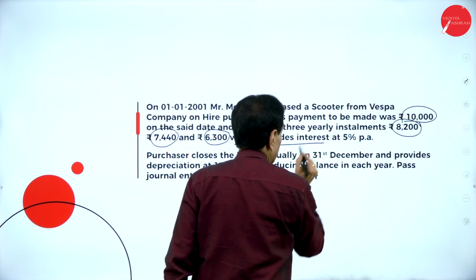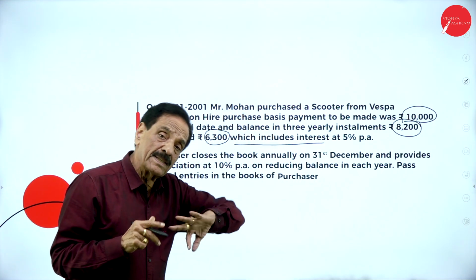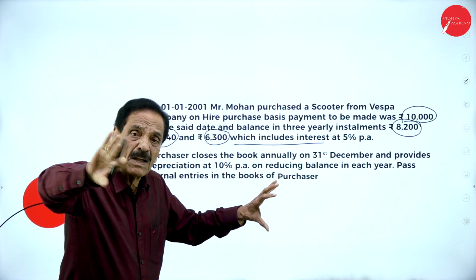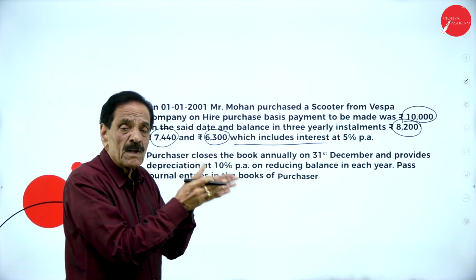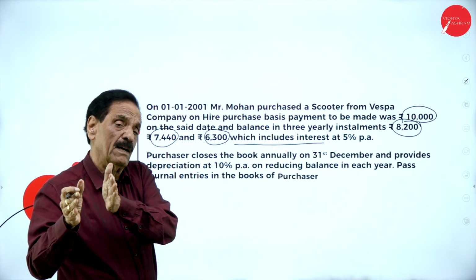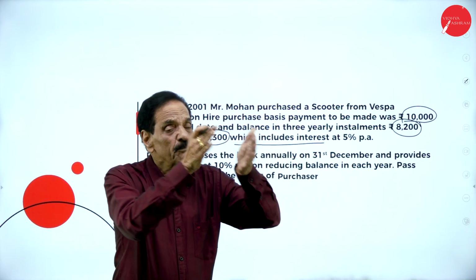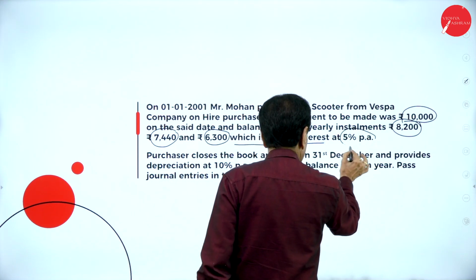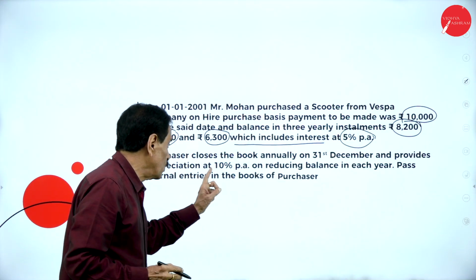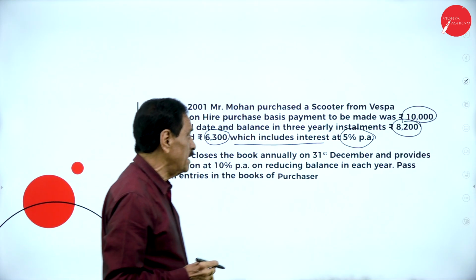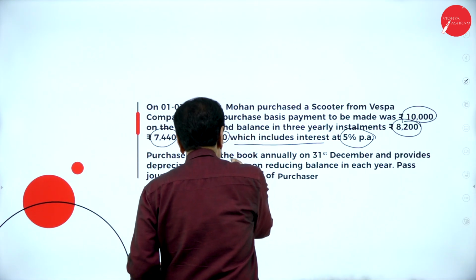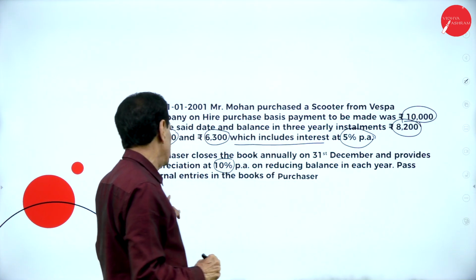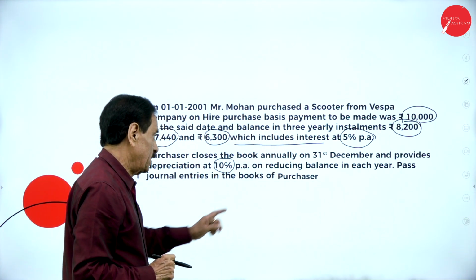This is very important. In the last session, I told you it's a plus interest, but here the amount includes the interest. Now, you have to bifurcate: installment minus interest is equal to principal money. What's the law? Installment minus interest is equal to principal money. What's the rate of interest? 5%. Purchaser closes the book annually on 31st December and provides depreciation at 10% per annum on reducing balance. In each year, pass journal entries in the books of purchaser.